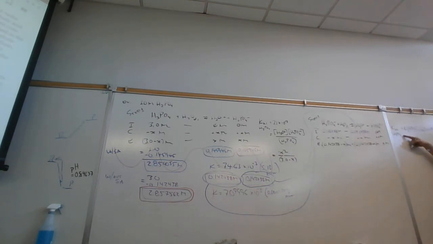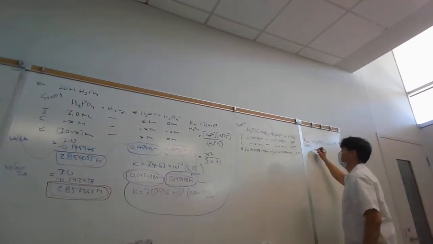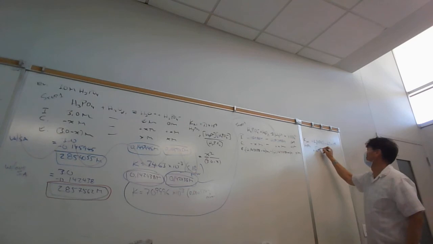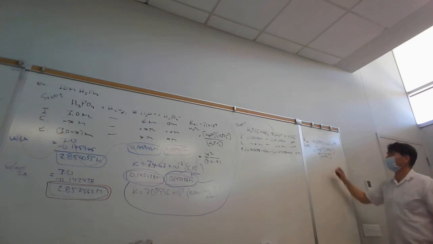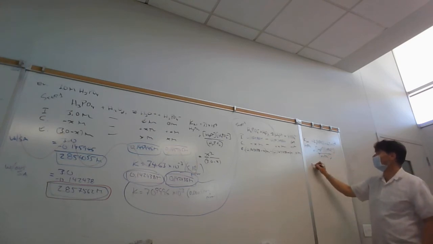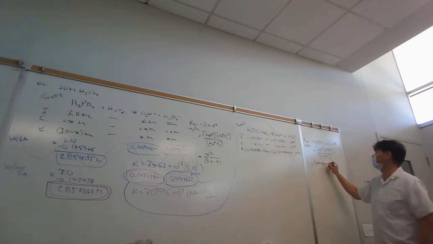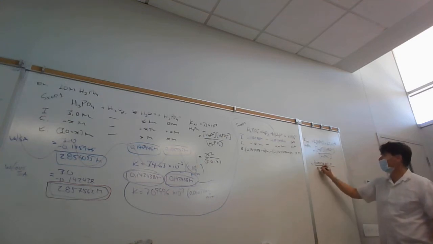Now, Ka2 for phosphoric acid or Ka for dihydrogen phosphate is just equal to the products of the reaction. So it's equal to the hydronium times the monohydrogen phosphate divided by the dihydrogen phosphate. And so this is going to equal 0.142438 plus x times x divided by 0.142438 minus x.